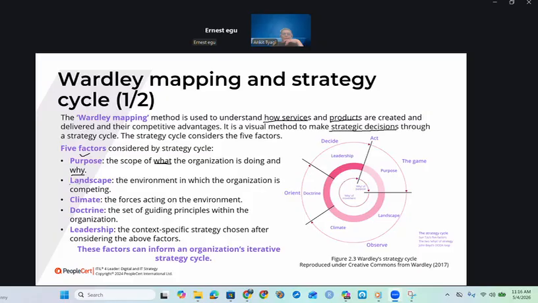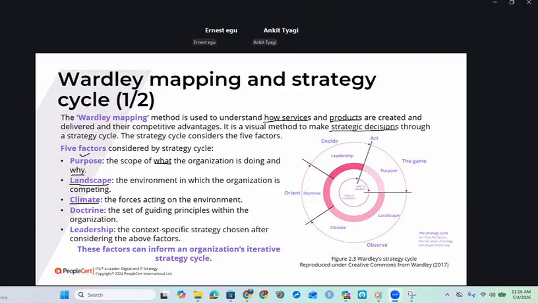The landscape, which is the environment in which the organization is competing, right? So the ecosystem in which we exist, in which we compete. Climate, the forces acting on the environment. For example, any regulatory requirements, any local laws, any local culture that is affecting the organization. So what are the forces that can act within the given environment?